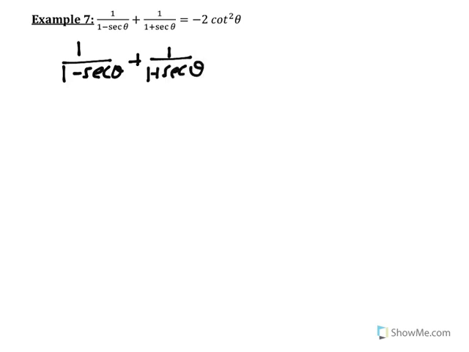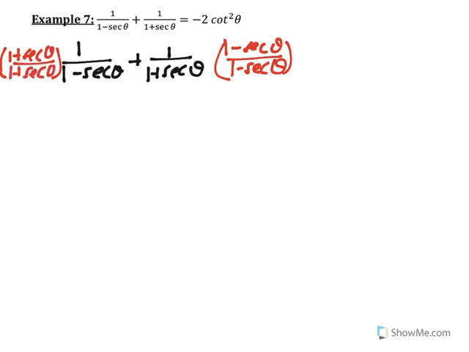Now, there's only one way to do a problem like this, and it's common denominator. One of my fractions has a 1 minus secant, one has a 1 plus secant. So what I'm going to do is, the one that has a 1 plus secant needs a 1 minus secant. The one that has a 1 minus secant needs a 1 plus secant.